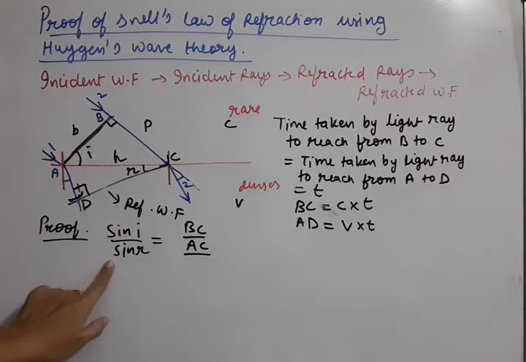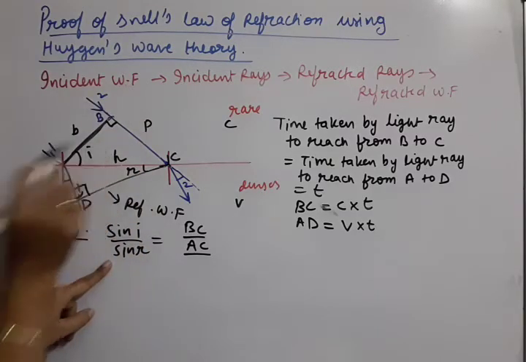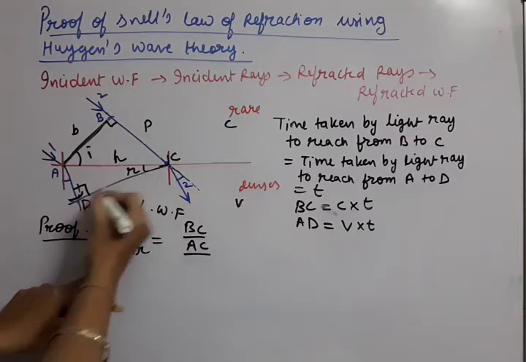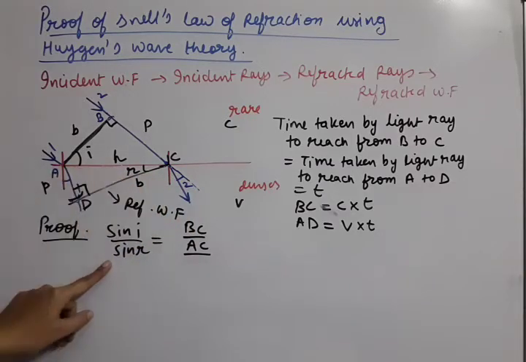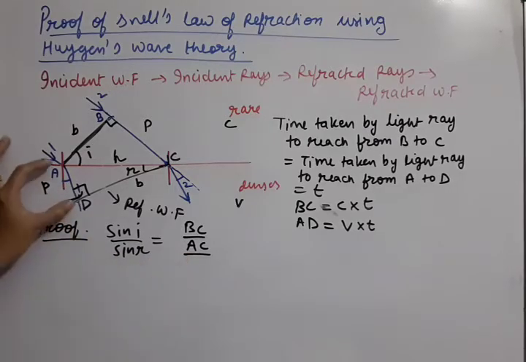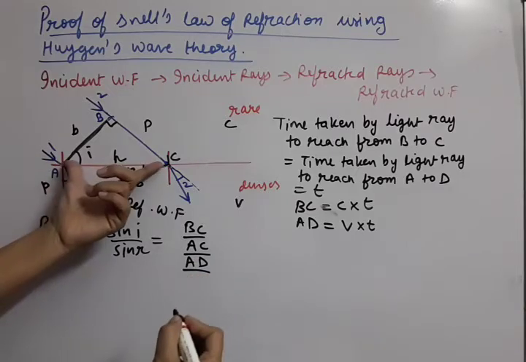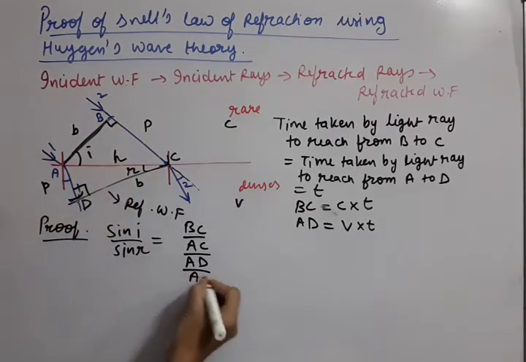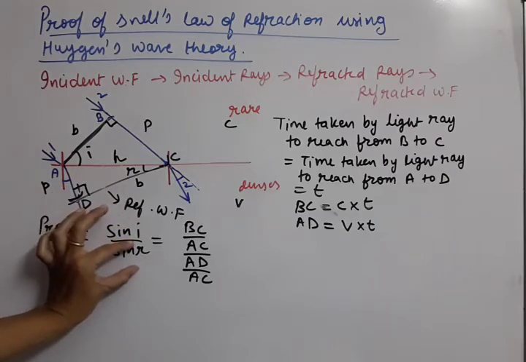Now let us come to the sin R calculation. The side opposite the 90 is the hypotenuse, the side along with angle R is the base, and the side opposite the angle is the perpendicular. This way sin R will be calculated. So sin R is perpendicular upon hypotenuse. Perpendicular is AD and hypotenuse is AC. So this way we have written the values of sin I and sin R.